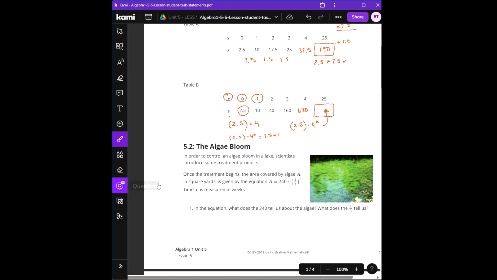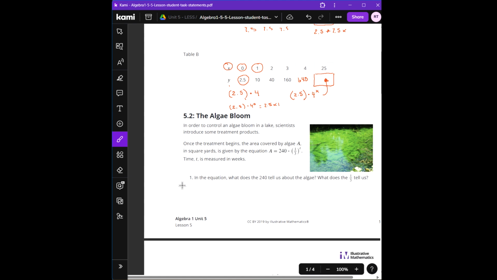All right, so the next one is the algae bloom. In order to control an algae bloom in a lake, scientists introduce some treatment products. Once the treatment begins, the area covered by algae, okay, which is A in square yards, is given by the equation A equals 240 times 1/3 to the t. Time t is measured in weeks. Okay, in the equation, what does 240 tell us about the algae? And then what does the 1/3 tell us?